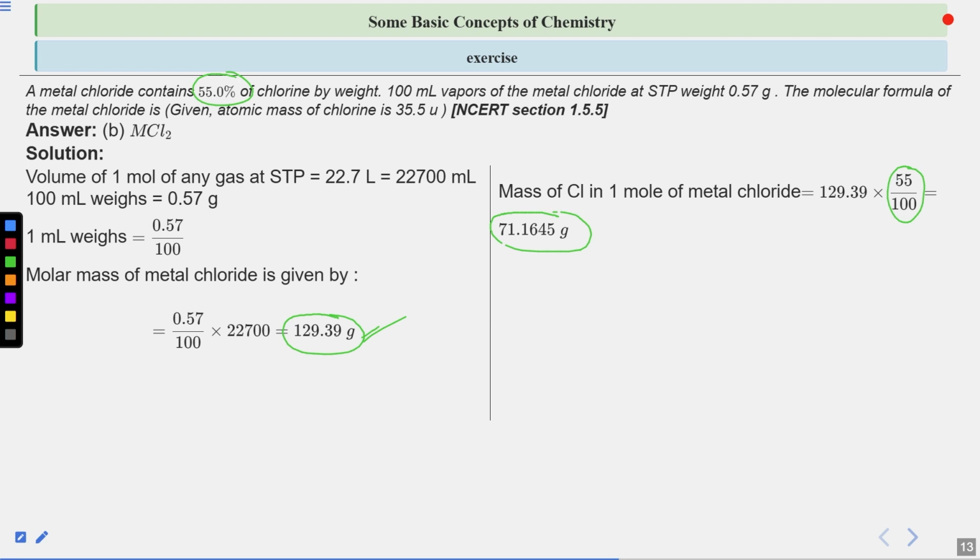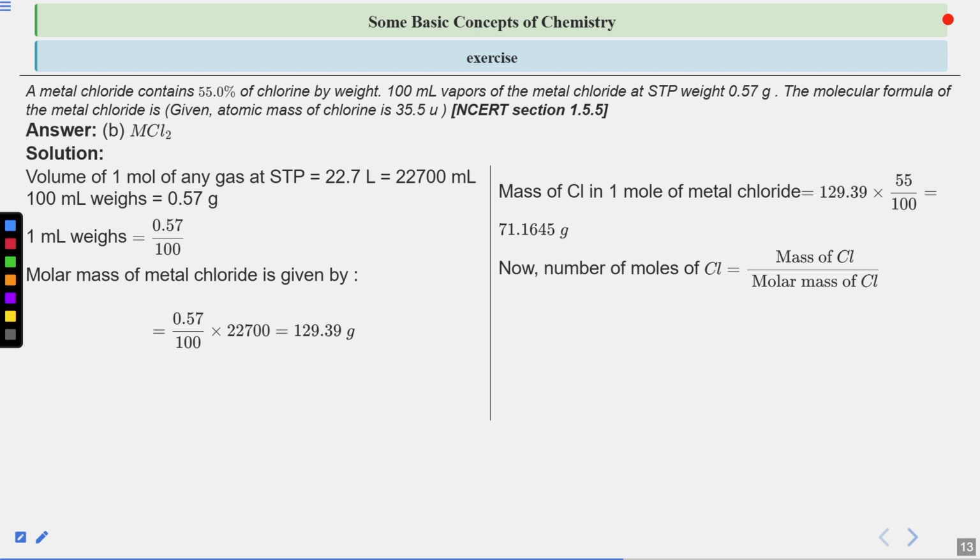So if we know that in 1 mole of a gas, the mass is 129.39 gram, and we know that 55% chlorine is present by weight, therefore we can say that in 129.39 gram, we will have 55% as the chlorine, which is 71.1645 grams. Is this step clear to all of you? Okay, now moving on further. So, in 1 mole of this metal chloride, we have this much amount of chlorine.